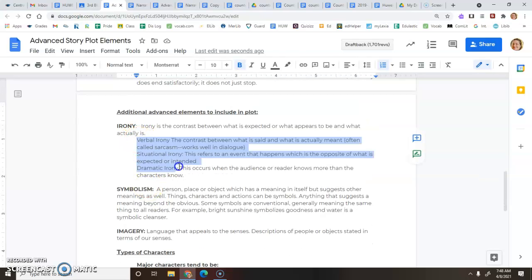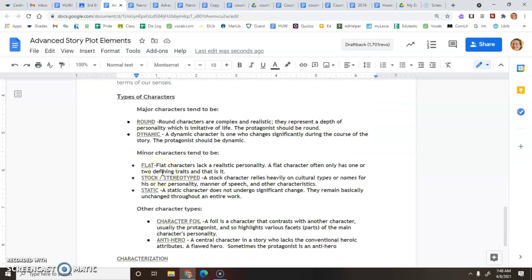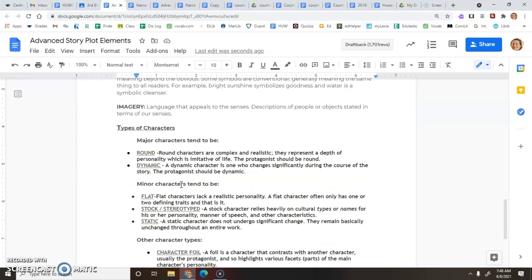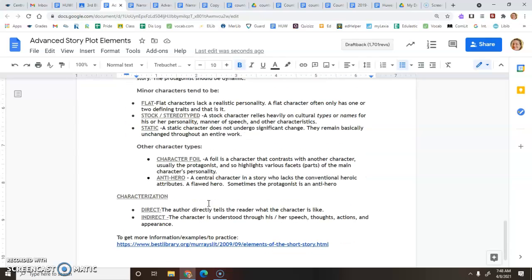These three types of irony you'll be learning in 8th grade, and so you're getting ahead there. And then we get down to the character types. I'm sure you're familiar with symbolism and imagery. Again, these are terms that you will be familiar with in high school and in 8th grade. And so think about when you're developing your characters that you do try to include round, dynamic characters as well as flat or static or stock or stereotyped characters.